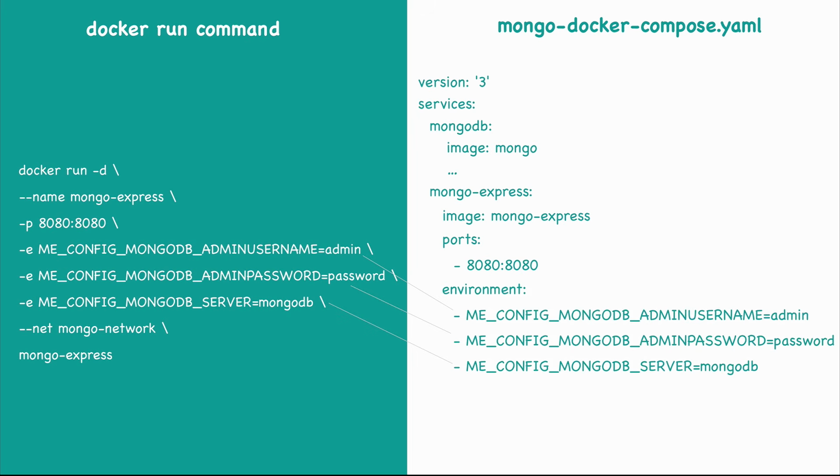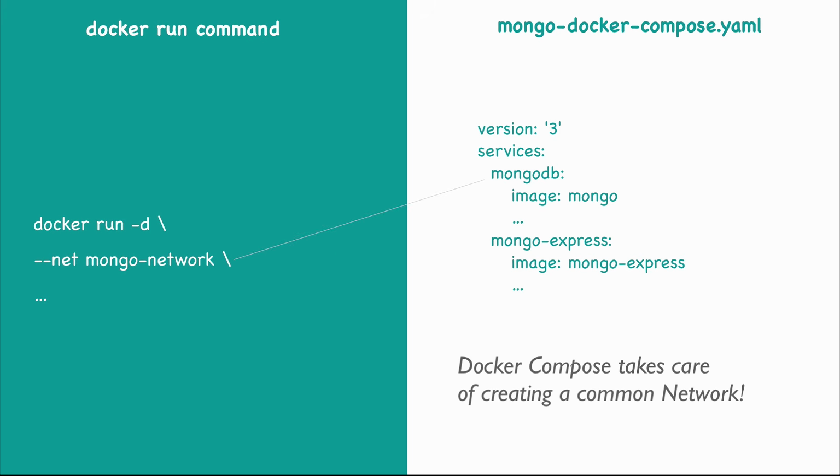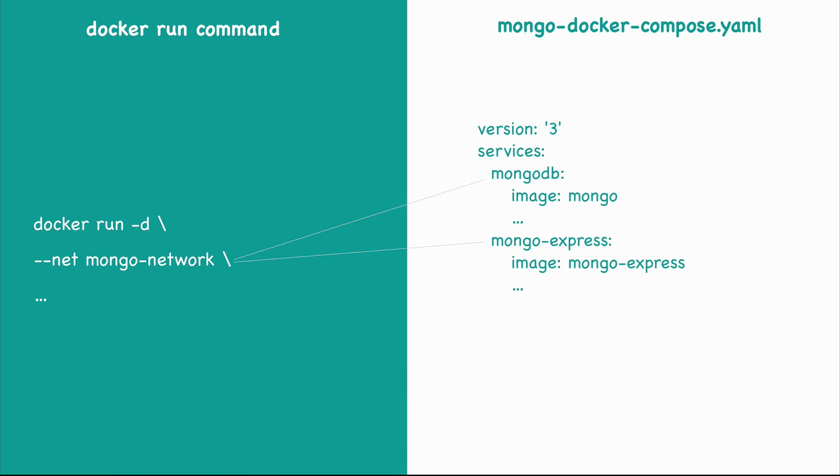And maybe you already noticed the network configuration is not there in the Docker Compose. So this Mongo network that we created, we don't have to do it in a Docker Compose. If we go to the next slide, because we have the same concept here, we have containers that will talk to each other using just the container name. So what Docker Compose will do is actually take care of creating a common network for these containers. So we don't have to create the network and specify in which network these containers will run. And we're going to see that in action right away.